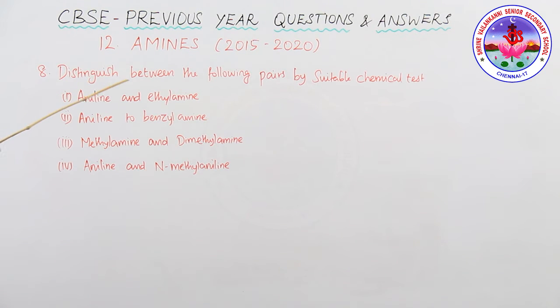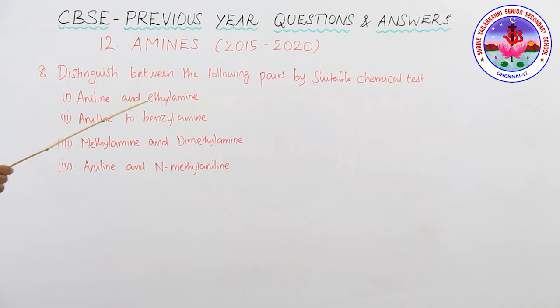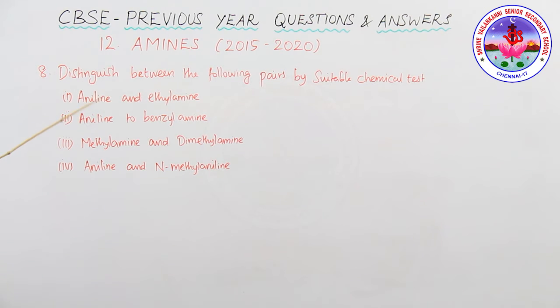Distinguish between the following pairs by a suitable chemical test. First, aniline and ethylamine. Second, aniline and benzylamine. Then methylamine and dimethylamine. Aniline and N-methyl aniline. The first, aniline and ethylamine. Here, on adding benzene diazonium chloride, aniline forms a yellow azo dye, but ethylamine does not form it.